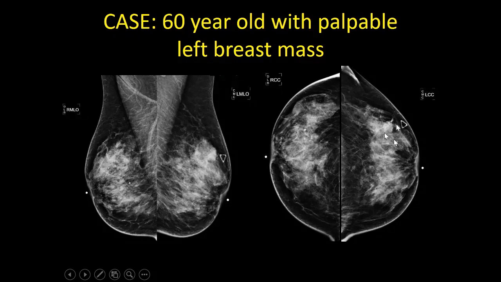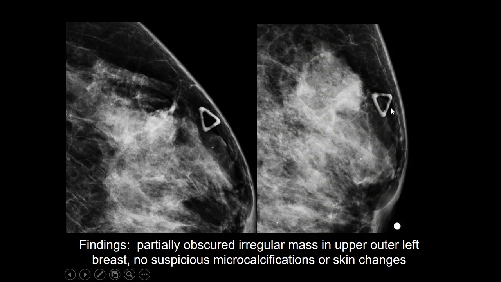what you can sort of see here, you can sense that there's a nodular asymmetry here, and you can sense that there's something going on in that area. On the magnified images, now you get a much better sense of an irregular mass and no suspicious calcifications, although there are a few scattered calcifications, and there are no overlying skin changes or skin retraction.